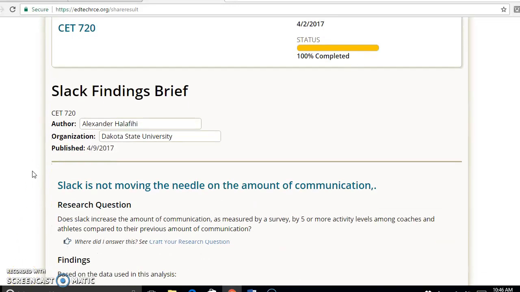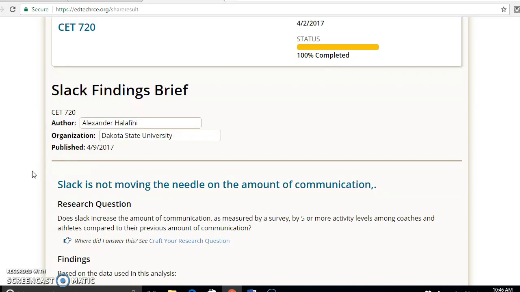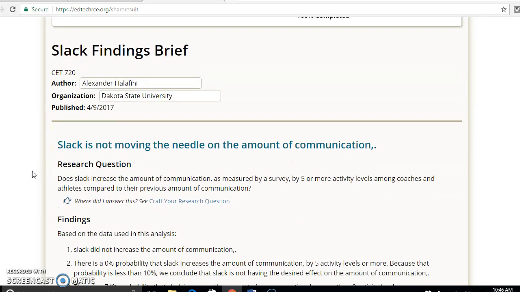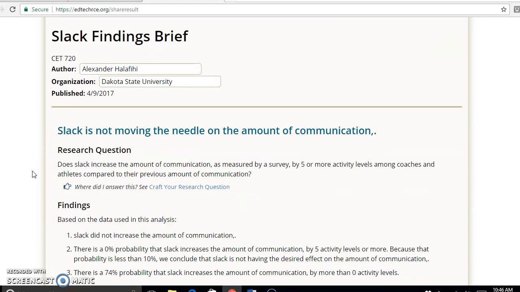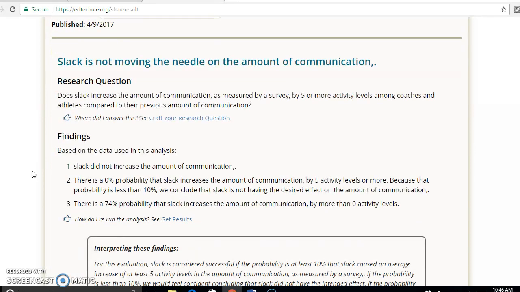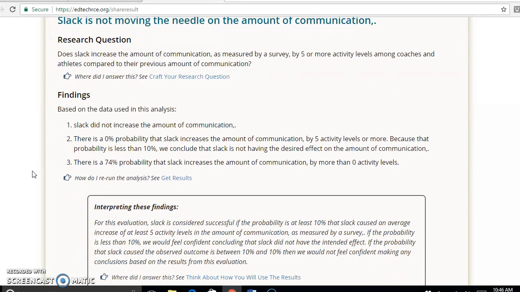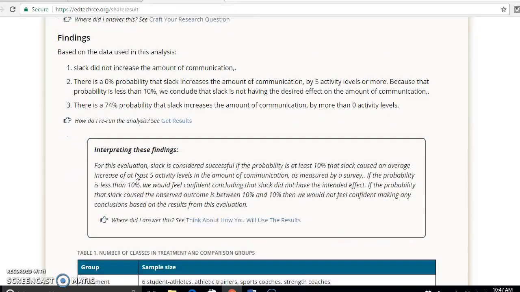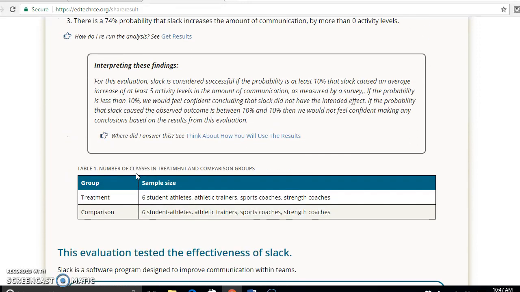So here's a summary of the findings based on all the information and the data that I made up. It shows that Slack is not moving the needle based on that 10% measurement and 5 or more activity levels among communication. But it also says that there's a 74% probability that Slack increases the amount of communication by more than 0 activity levels. So I'm not sure where exactly I went wrong there.